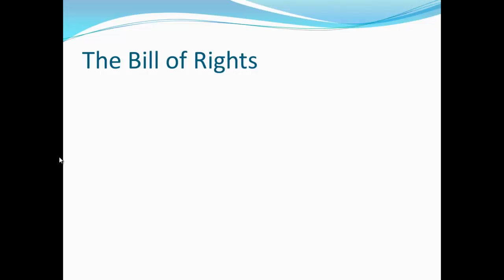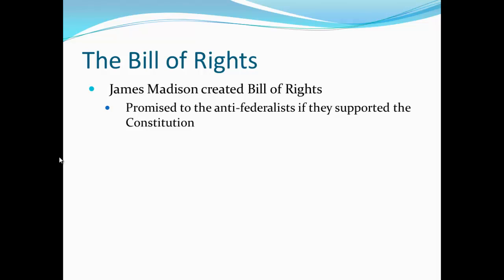After the Constitution was drafted, many people who were anti-federalists, against the Constitution and against a strong central government, were very wary about it. So James Madison, who is the father of the Constitution, created a Bill of Rights. And he said to all the anti-federalists, those that oppose the Constitution, we will make sure a Bill of Rights is added if you support and ratify or approve the Constitution. So the Bill of Rights was created to appease, or make happy, the anti-federalists.